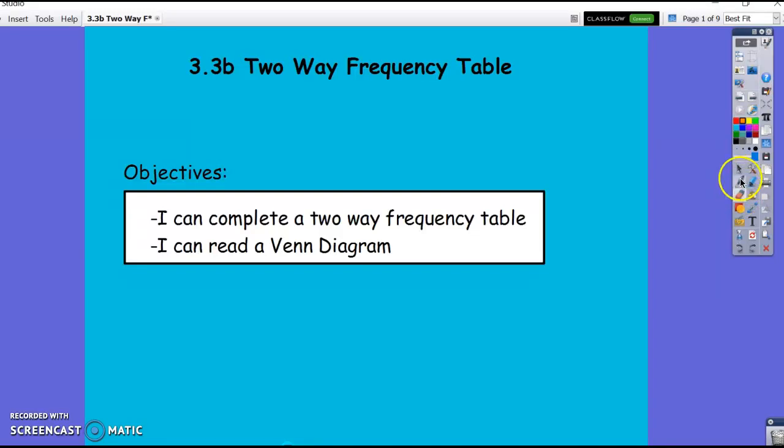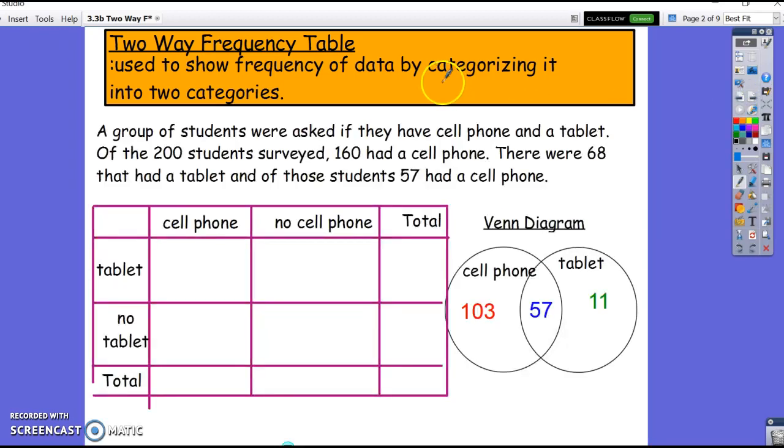3.3b is talking about two-way frequency tables. A two-way frequency table is used to show the frequency of data by organizing it into two categories. It's similar to a Venn diagram, but it's just a different way of organizing your data, in a table instead of using circles.